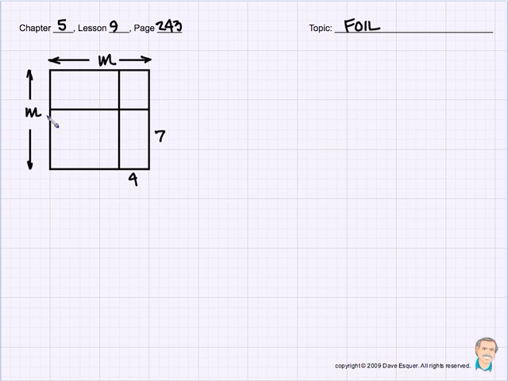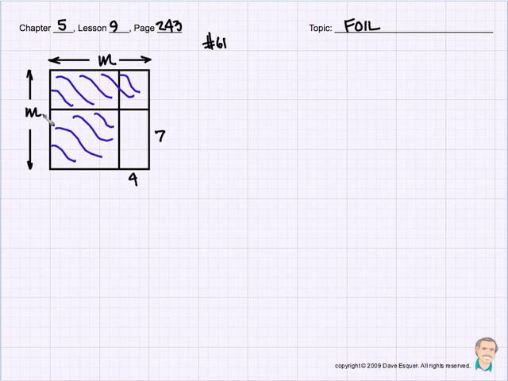Let's try another problem. Number 61 says let's find the area of the shaded stuff. And I guess I should have shaded all of this stuff. So it looks like everything that is shaded is everything but this square that's a distance 7 by a distance 4.